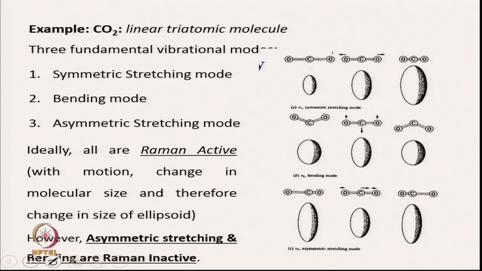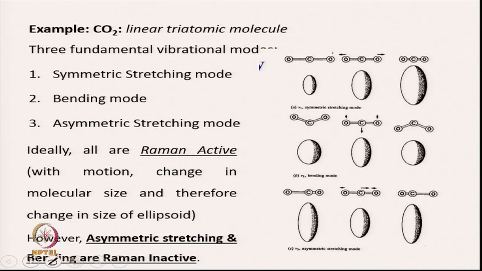Now, let us think about, if suppose I am looking at CO2 and I want to know whether different vibrational mode of CO2 is Raman active or not. CO2 has three fundamental vibrational modes. So, since CO2 has three atoms, 3n-6 is 3. So, it has three fundamental vibrational modes.